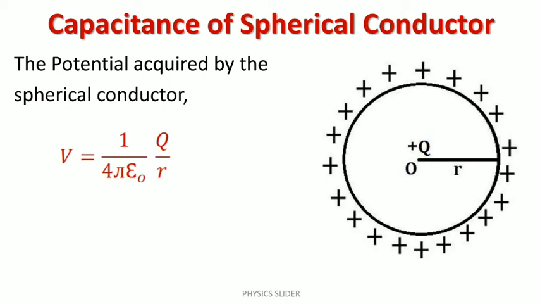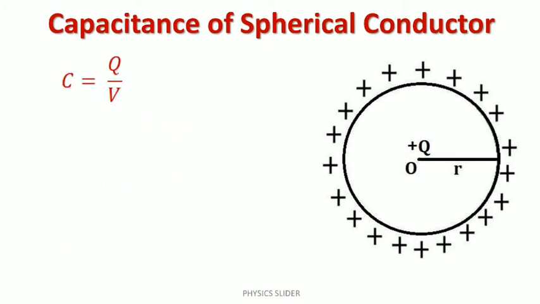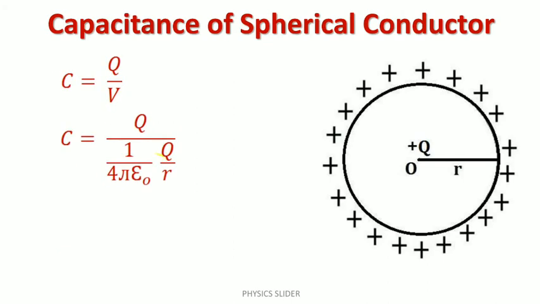Now the capacitance will be, with the help of the formula, C is equal to Q upon V. In this formula, we will put the value of V from here. So we will get this. We have placed the value of V as 1 upon 4 pi epsilon naught, Q upon R. Now this Q will be cancelled out by that Q, and 4 pi epsilon naught into R will come to the numerator to give C is equal to 4 pi epsilon naught R. This is the expression for the capacitance of a spherical conductor.